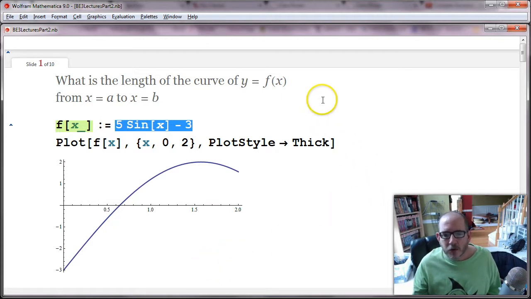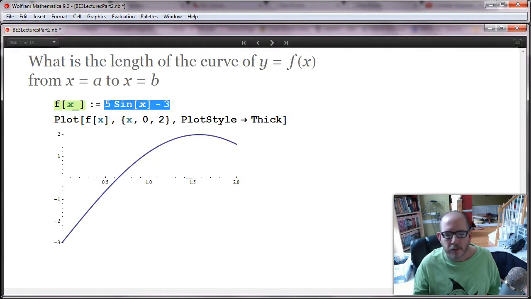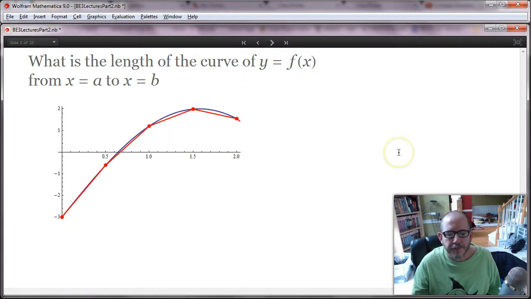So I want to go on, and actually I should put this in, there we go. Now we're in presentation mode and it's easier to click around and such.